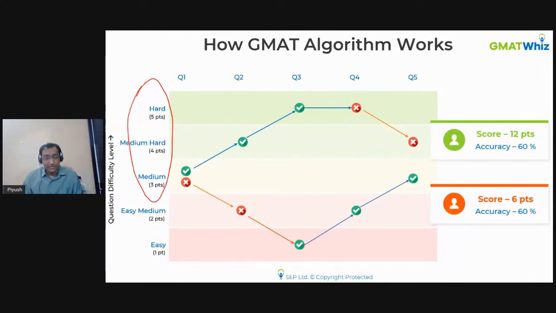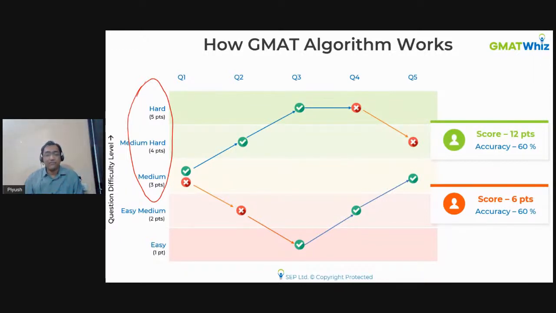Even though it's a hypothetical scenario, this is how the GMAT algorithm tests you. This is how the GMAT algorithm evaluates you. Now, why am I bringing this up? Why am I talking about all this? Because I have seen students worry about accuracy a lot.